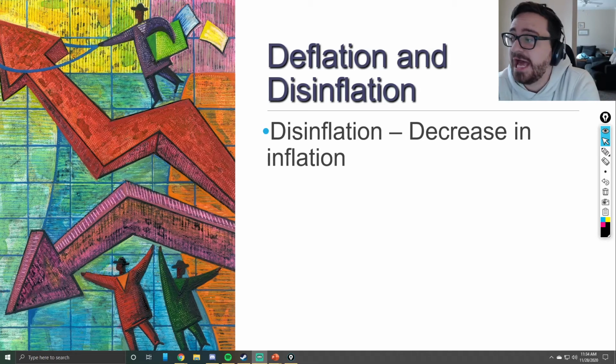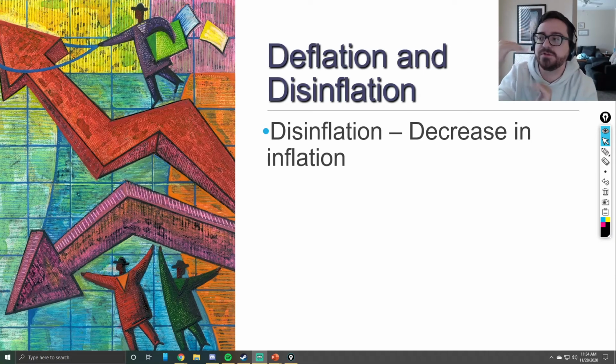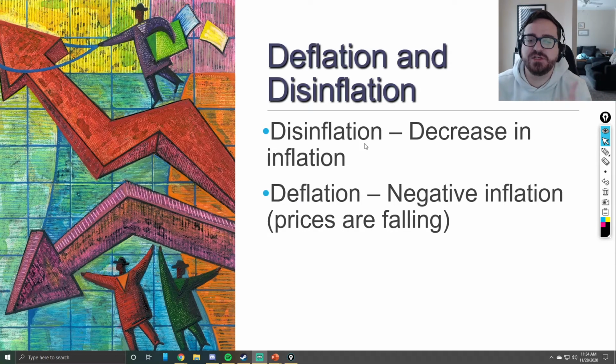So, for example, we average about 2% inflation per year. If we went from 2% inflation last year to 1% inflation this year, that would be disinflation. Less inflation than before. Not negative inflation. Prices are still going up, but they're not going up by 2%, they're going up by 1%. Think of disinflation as slowing down. Deflation is negative inflation. That's going in reverse. When you're slowing down, you're not going in reverse. You're just going forward slower. When you're going in reverse, you're going in the opposite direction.